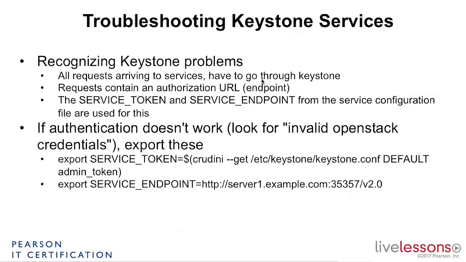Another problem that you can have with Keystone is that the authentication itself doesn't work. You can look for the invalid OpenStack credentials message. And if you've got this message, then you may set the service token and the service endpoint again. But that is pretty rare. And basically, if you've got the invalid OpenStack credentials message, that typically comes from a keystonerc_admin that hasn't been sourced the way it should. And that is all I want to share with you about Keystone troubleshooting.